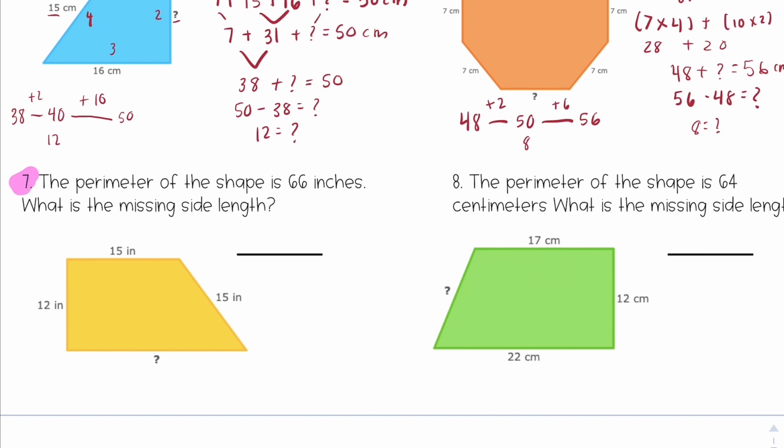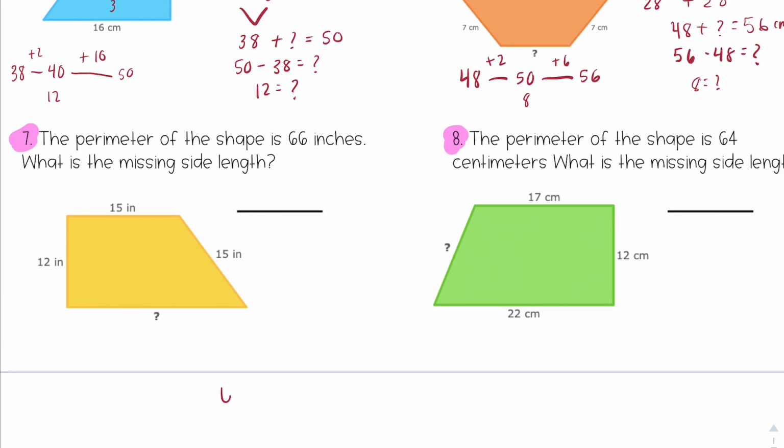Now that we've done several together, I want you to do 7 and 8 on your own. I want you to try your best. I know that you can do this. Find what those missing side lengths are. Email me if you have any questions.